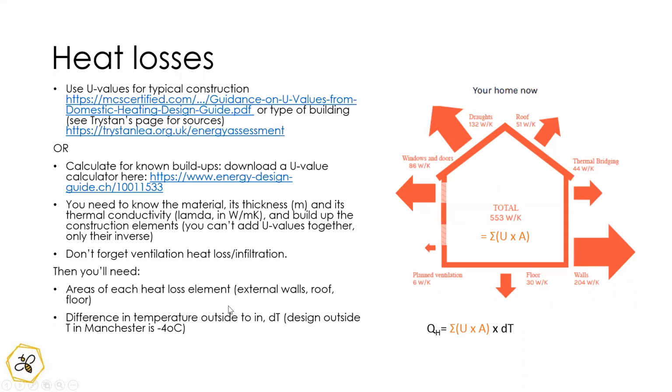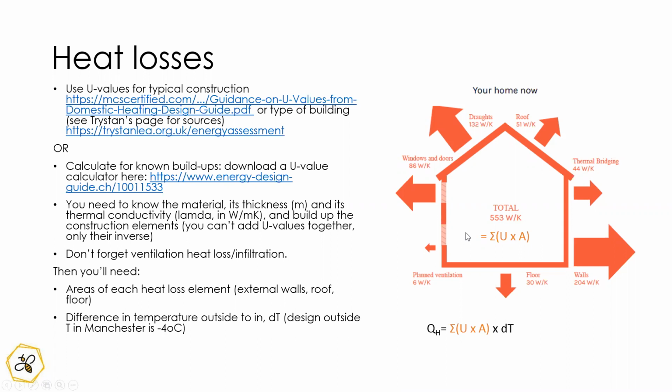On top of that, you'll need your areas for each heat loss element. Oh, and don't forget windows, of course. The total heat loss is the sum of the U values times those areas, which is what's shown here, times the difference in temperature between outside and inside. The design outside temperature for Manchester, for example, is -4. So if you're trying to maintain 20 degrees whilst it's -4 outside, then your temperature difference is 24.